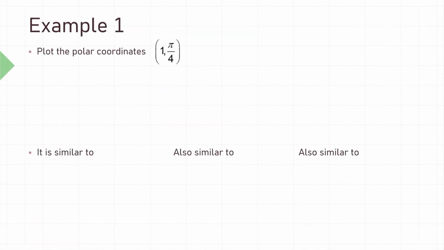So let's look at example 1. Suppose we have to plot the polar coordinates (1, pi over 4). We know that 1 is r and pi over 4 is theta. So the length of that line is 1 and pi over 4 is the angle made with the polar axis. So we have this polar axis with the pole at the center. The length here is 1 and the angle made with the polar axis should be pi over 4, which is 45 degrees. So we label that point as (1, pi over 4).